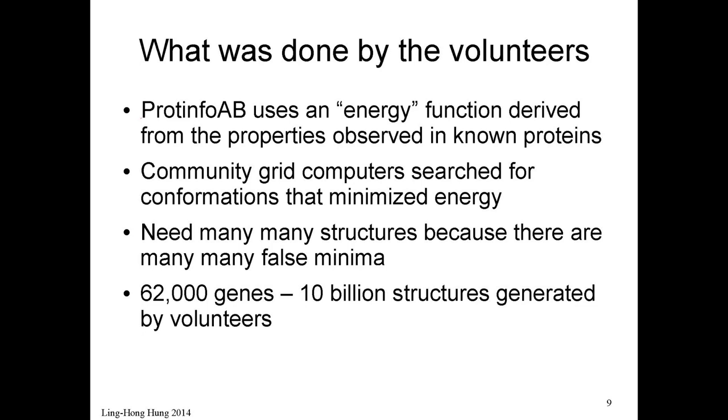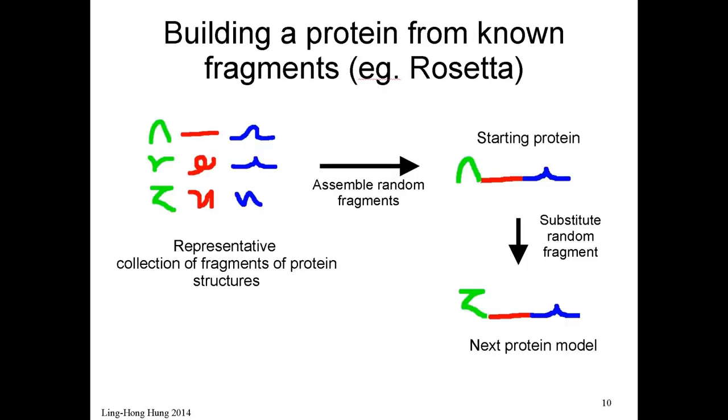We need many, many structures because there are many, many false structures or bad structures that will have low, good energies. So you have to make many, many structures to get the best ones. So 62,000 genes were modeled and 10 billion structures were generated by the volunteers. Okay, I'm just going to go a little bit into what the program actually does in a little more detail.